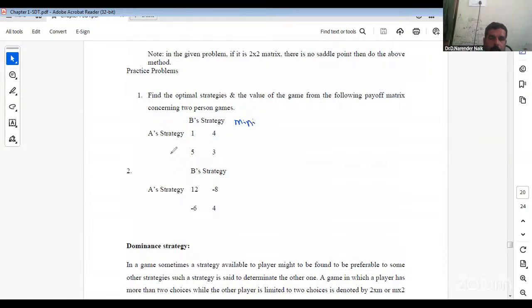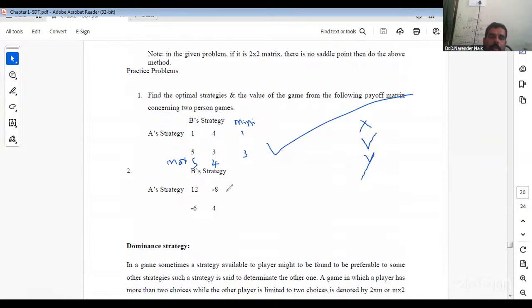Max, and this side max mini. So which is the minimum? 1 is minimum, 3 is minimum. Which is maximum? 5 is maximum and 4 is maximum. So you observe carefully. Okay. So here no saddle point existed. We have to apply value of x, value of v, and value of y.